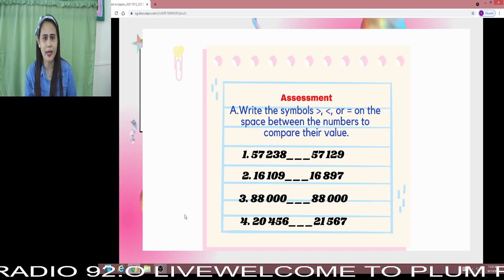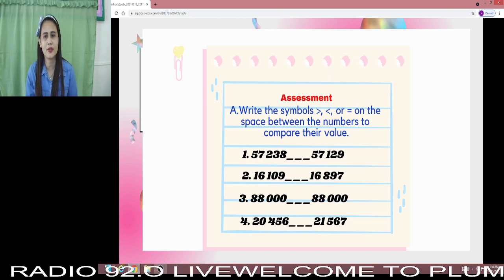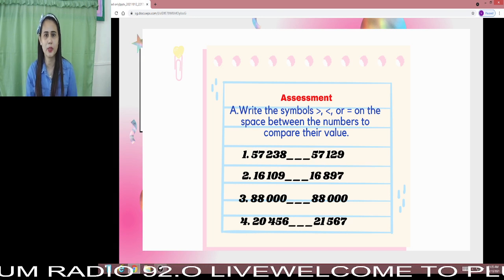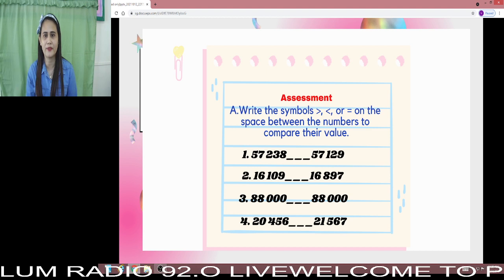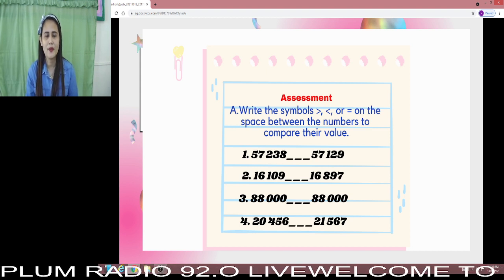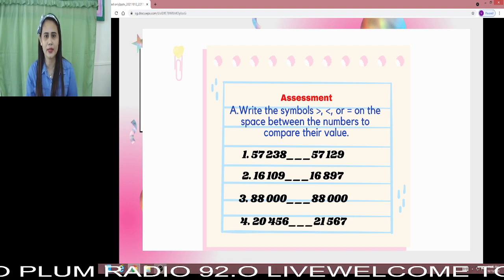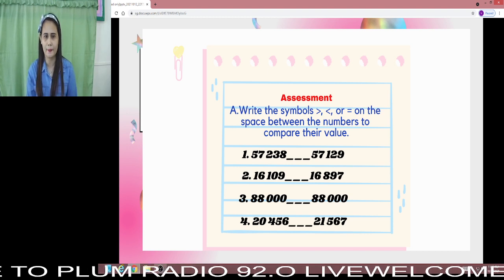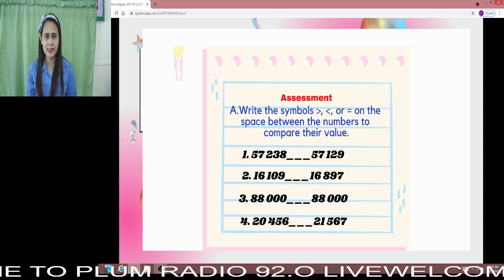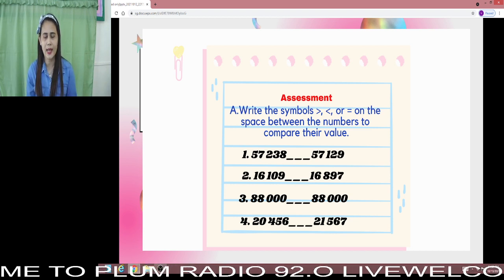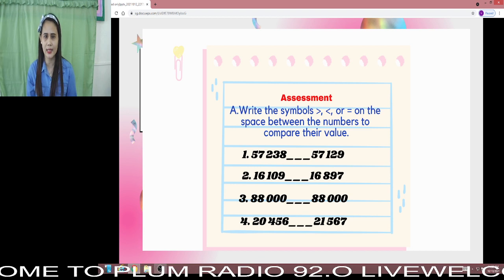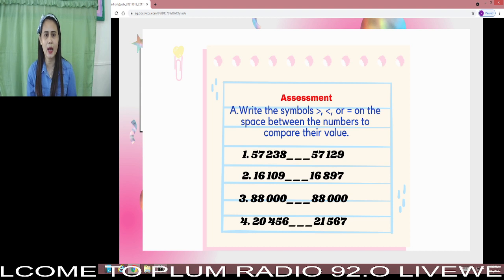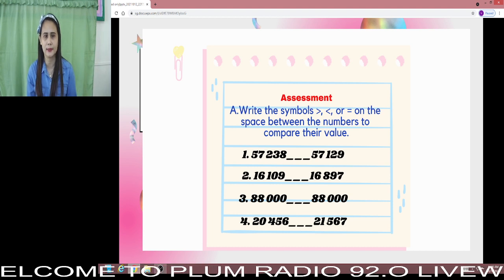For your assessment, write the symbols greater than, less than, or equal on the space between the numbers to compare their value. For number 1, 57,238 and 57,129. For number 2, 16,109 and 16,897. And for number 3, 88,000 and 88,000.